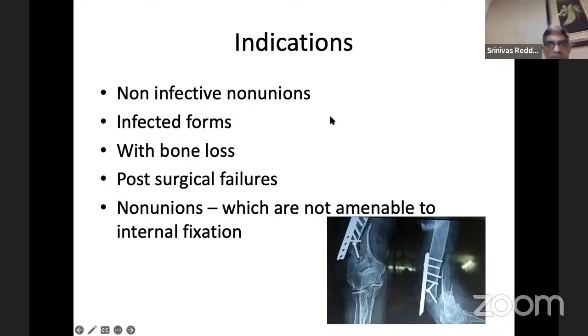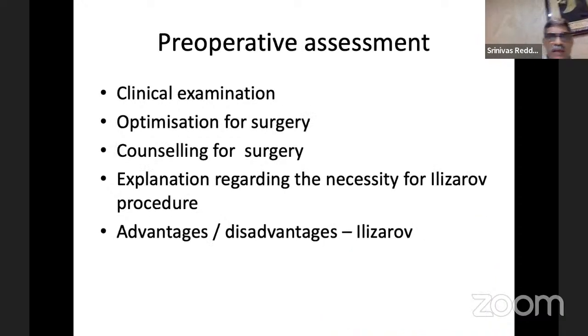And sometimes post-surgical failures, non-unions which are not suitable for internal fixation, we can go for the Ilizarov methodology of treatment. And the most important is proper, thorough clinical assessment, preoperative assessment, which is very essential before resorting to surgery.